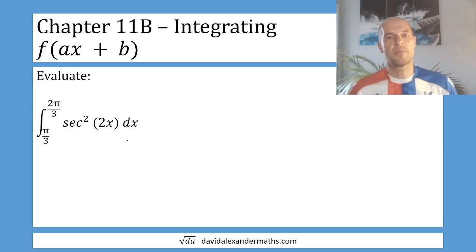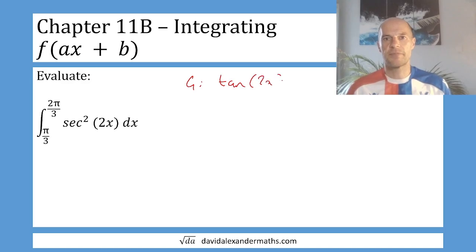So here's another example using trigonometry. So what differentiates to sec squared? Well, the answer is of course tan. So my guess is going to be the tan of 2x. So let's check this. That's going to be sec squared 2x multiplied by the derivative of 2x, which is 2.